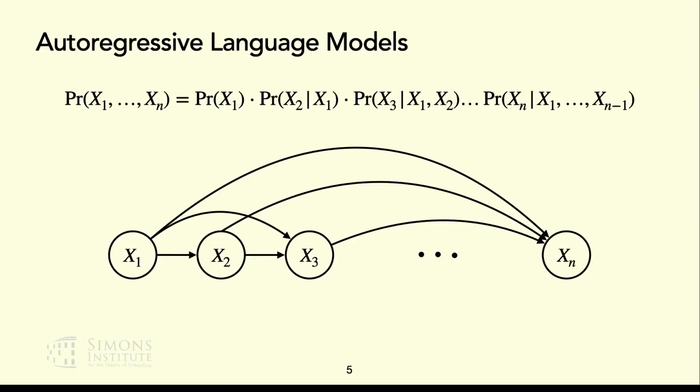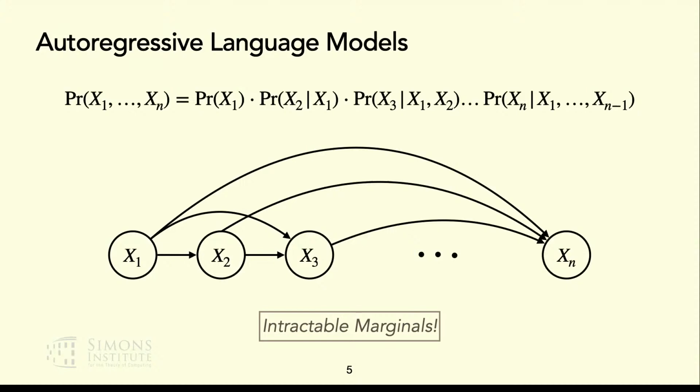From a generative point of view, we start generating the first word from this prior distribution. Once we have the first word, we move on to the second one, conditioning on the first one, and then we generate the third one, conditioning on the first two words. Very simple, okay?